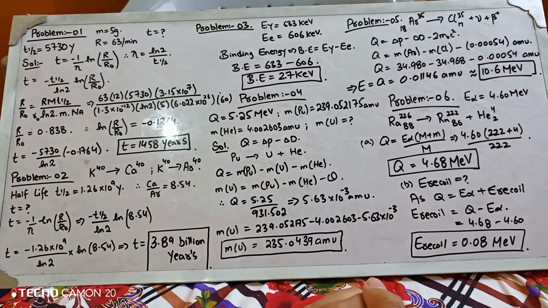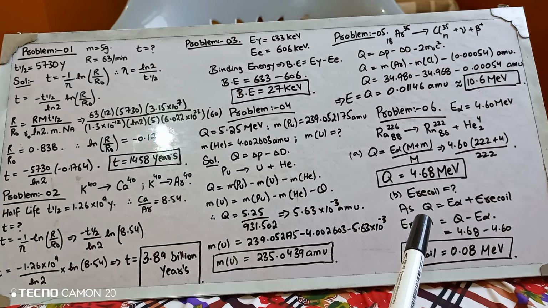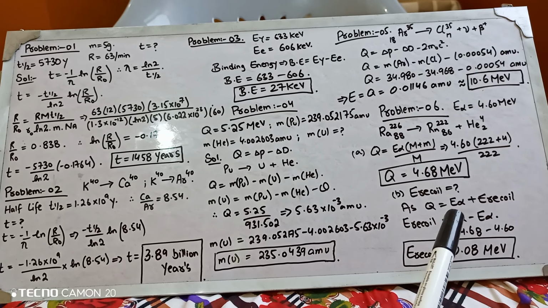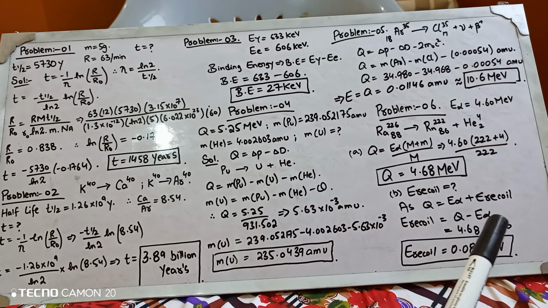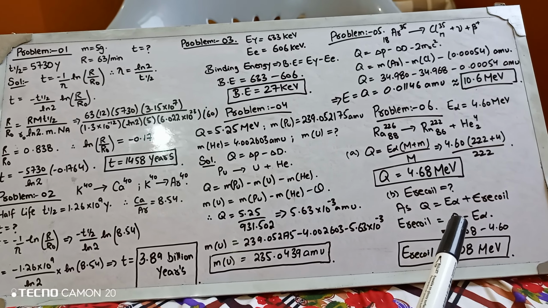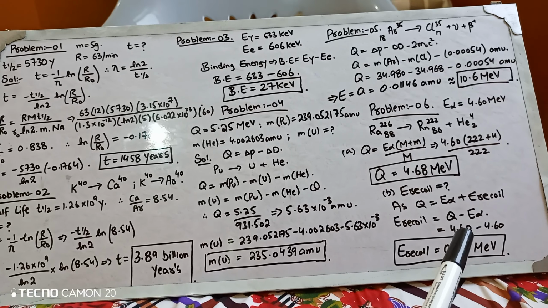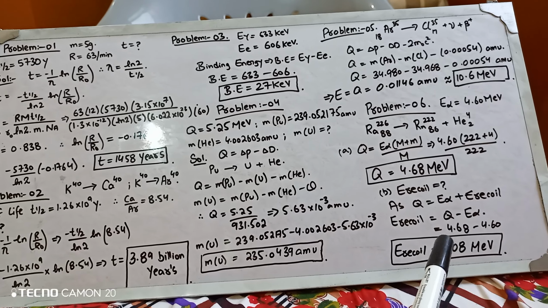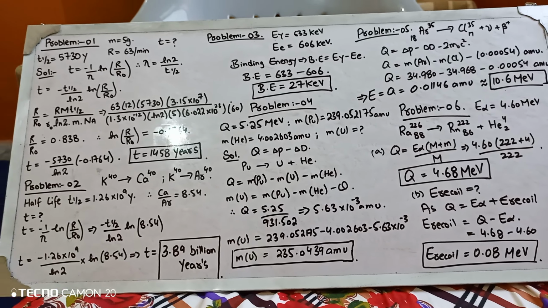Second thing is you have to find the recoil energy, and you know that the Q value is always the sum of E alpha plus E recoil, to conserve the energy. So we have to find E recoil, so E recoil becomes Q minus E alpha. Q we already found, 4.68, whereas E alpha is already given, 4.60. After subtracting, you will get your answer of E recoil, which is equal to 0.08 mega electron volts.